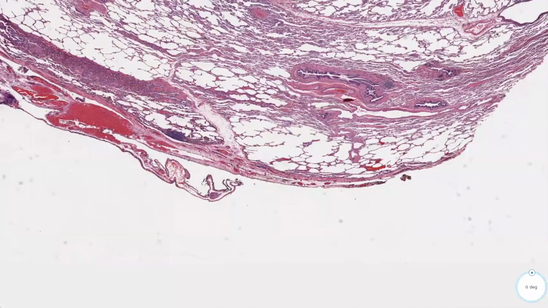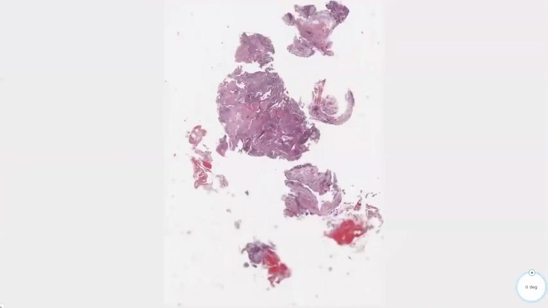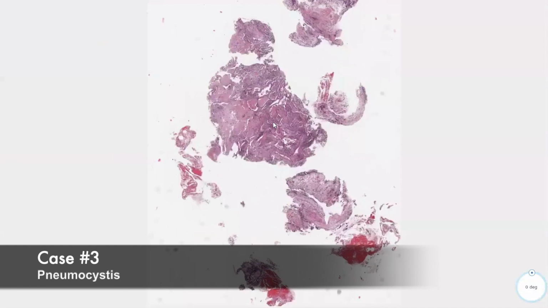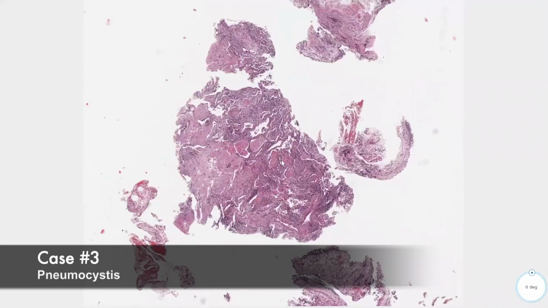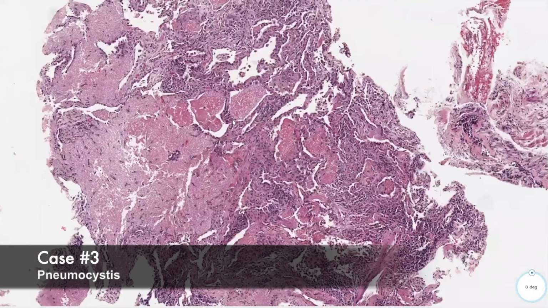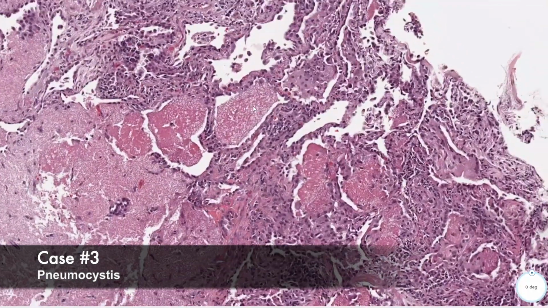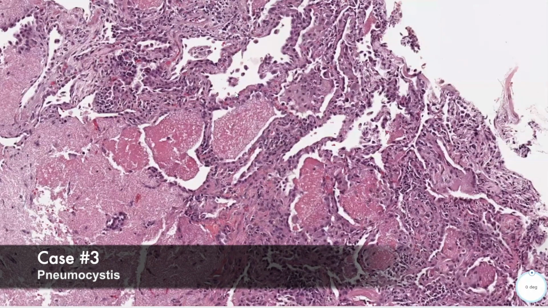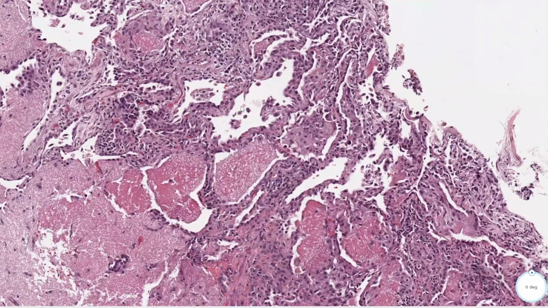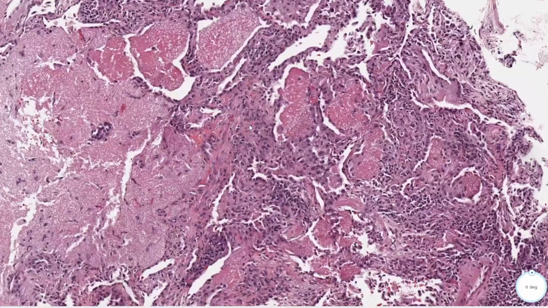Great, thanks. So let's move on to our next case. We have some smaller biopsies here this time. These are probably either a cryobiopsy or larger transbronchial biopsies. We once again see this alveolar lung parenchyma. When you're looking at the lung parenchyma, you really want to make a concerted effort to look at all the components of the lung. Specifically, you want to look at the interstitium, the air spaces, as well as the vessels.